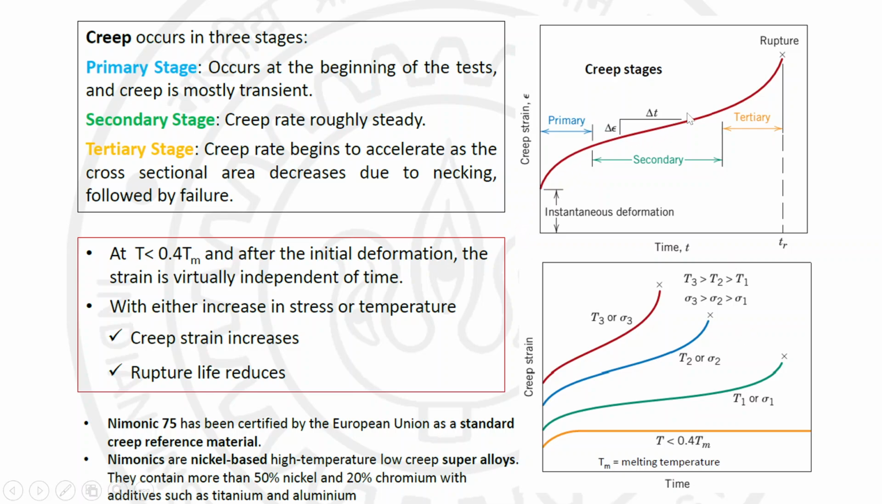And this is what creep curves look like. With time your strain will change while stress is maintained constant. In the primary stage, there is first instantaneous deformation, then an increase in strain, then a steady state or secondary stage, then the tertiary stage, after which rupture will occur. With increasing temperature and increasing stress, how will these curves change? Rupture will occur faster and the strain will happen faster in case of increased temperature and increased stress.